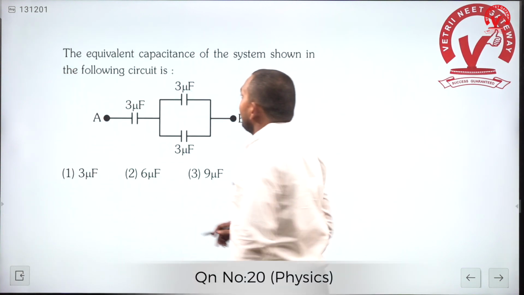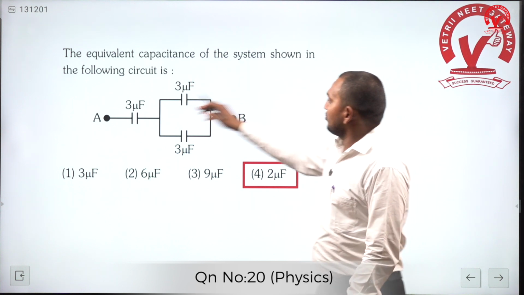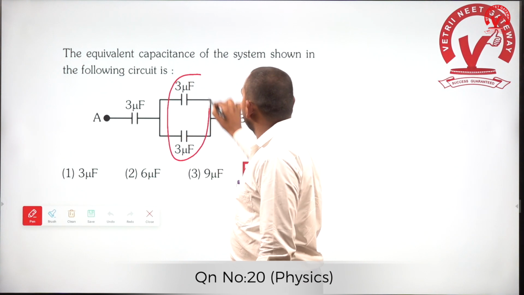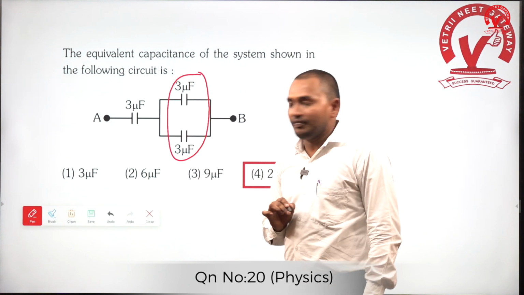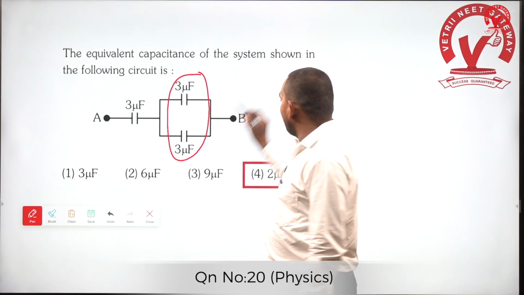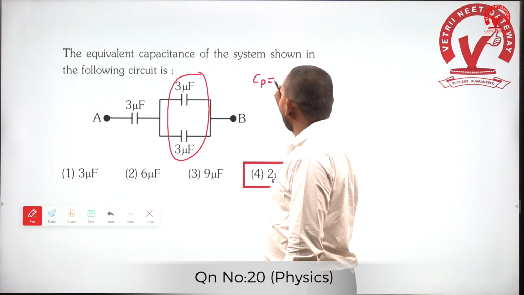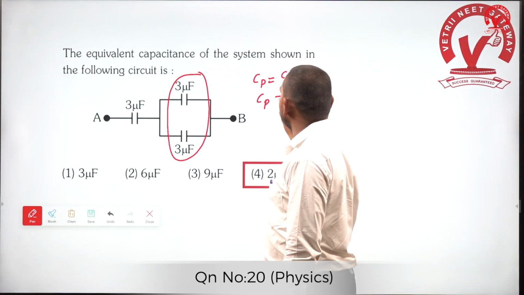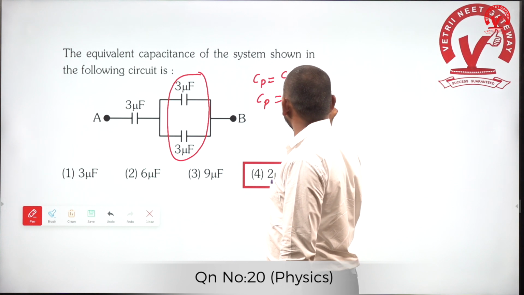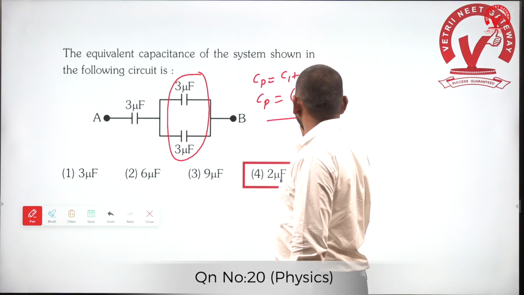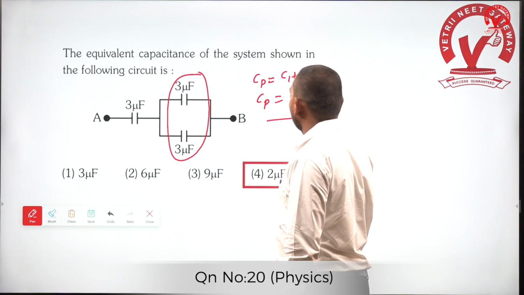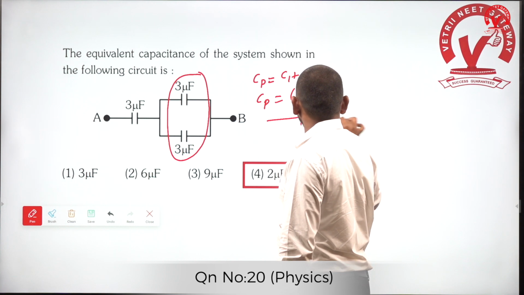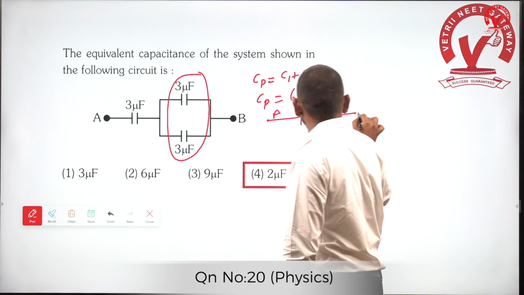Yes. See here, the equivalent capacitance of the system shown in this circuit. Here, these 3 microfarads and 3 microfarads are connected in parallel. When they are connected in parallel, what is the formula? C1 plus C2. So Cp is equal to 3 plus 3, 6 microfarads. So you can connect 3 microfarads and 6 microfarads in series.